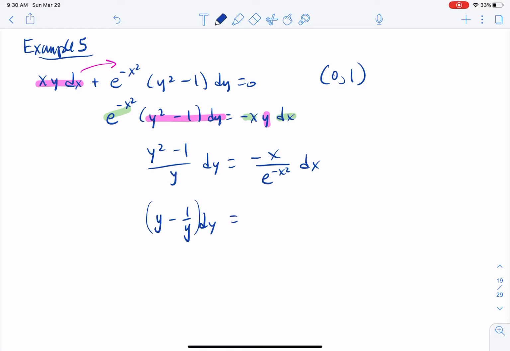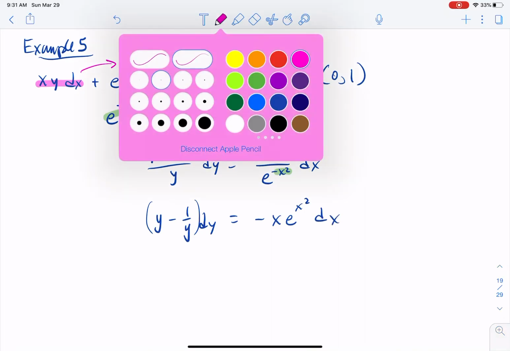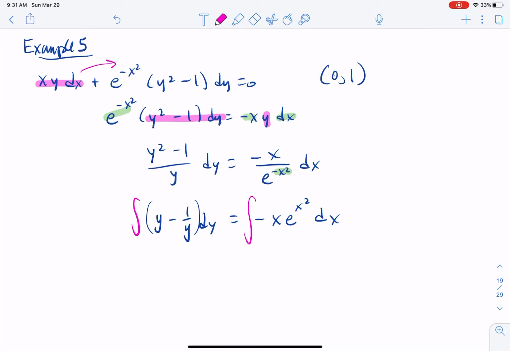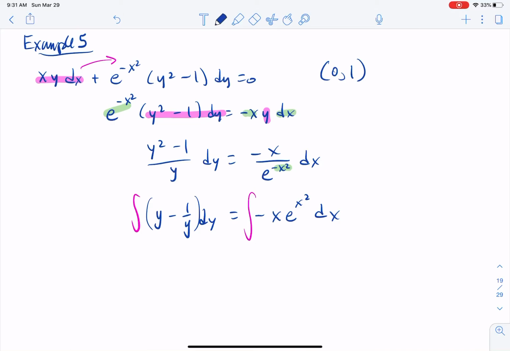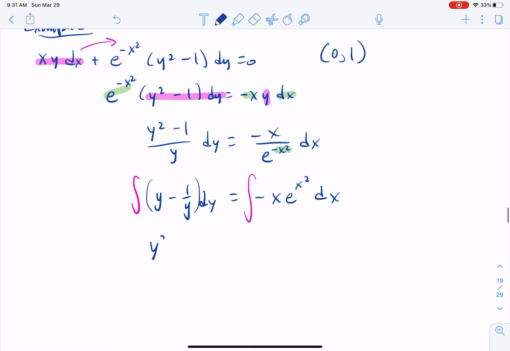Likewise, on the right-hand side, we have this negative exponent that's in the denominator. Well, we can move that e to the negative x squared up to the top and then make its exponent positive: e to the x squared dx. Now is a good time to take antiderivatives. Separately, the antiderivative of y is y squared over 2, minus, and then I have 1 over y dy, which is the natural log of the absolute value of y.